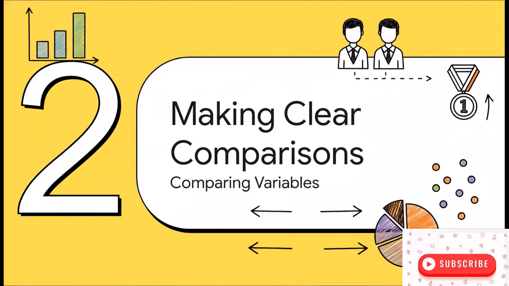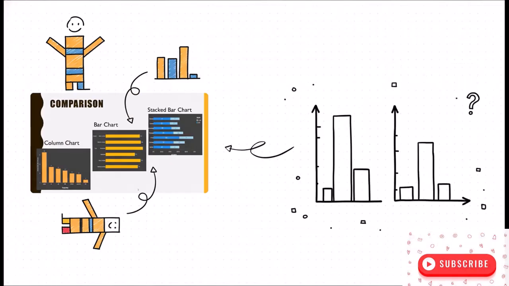Okay, let's talk about story number 2. What if your data isn't really about a timeline? What if it's about making a direct head-to-head comparison? Like which product sold the best last quarter, or which of our offices is hitting its targets? For this kind of story, you've got 2 best friends, the vertical column chart and the horizontal bar chart. They pretty much do the same job. They just let you see in an instant which category is bigger or smaller than the others.